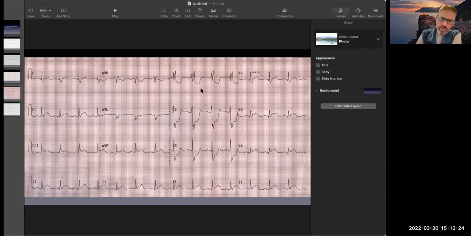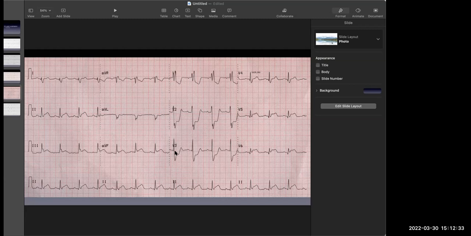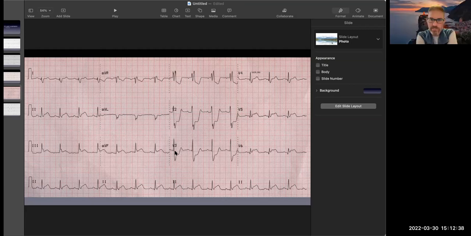But what about this depression here in V1, V2, and V3? What do you all think? What about that depression, V1, V2, and V3? Could mean posterior. Yes, right? Remember what we talked about earlier in the first lecture, ST depression in V1 through V3, particularly in the setting of either an inferior or posterior STEMI, would suggest the presence of a posterior STEMI.